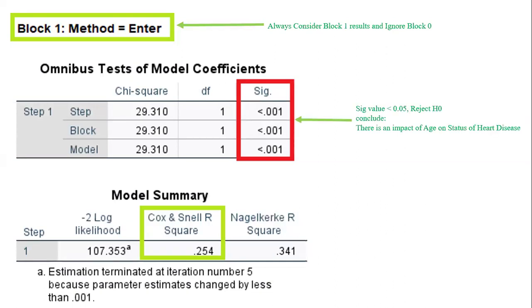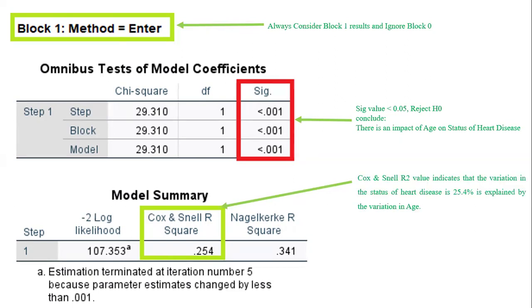So this value should be less than 0.05. So reject H naught and conclude that there is an impact of age on status of heart disease. So we can conclude here that age is significantly impacting the heart disease, because this value is less than 0.05. Then you need to see the Cox and Snell R square, which is about 25.4%. So Cox and Snell R square indicates that the variation in the status of heart disease is 25.4%, which is explained by the variation in age.